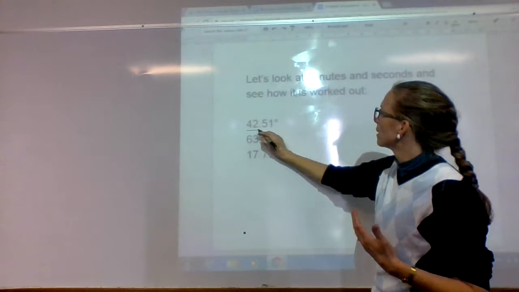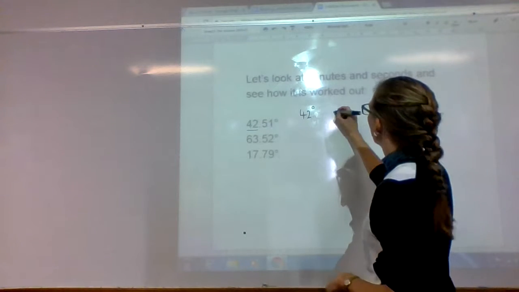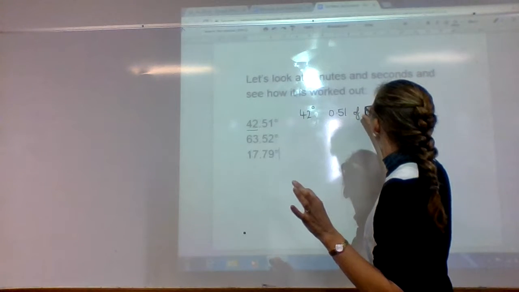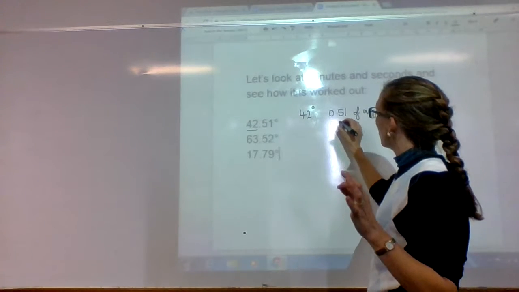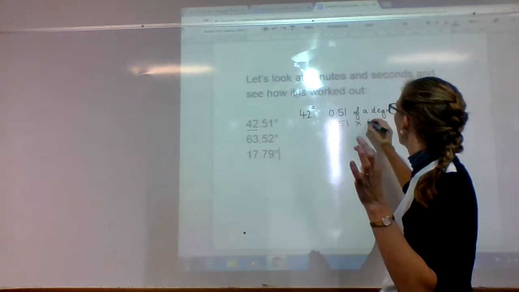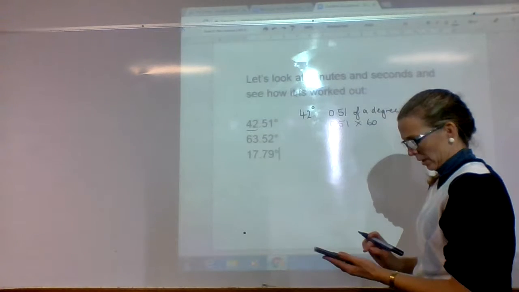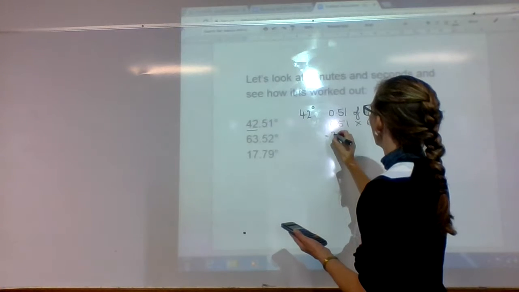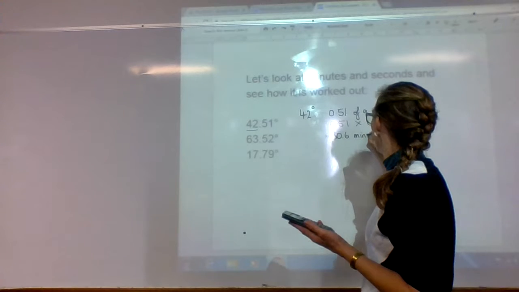So first of all, we can see we've got 42 degrees. Okay, so keep that. Then we've got 0.51 of a degree. Which we learnt in the previous video that we can write 0.51 of means times 60. And if we use our calculator to do that, because it's not quite so easy to do in our heads, we'll get 30.6 minutes.